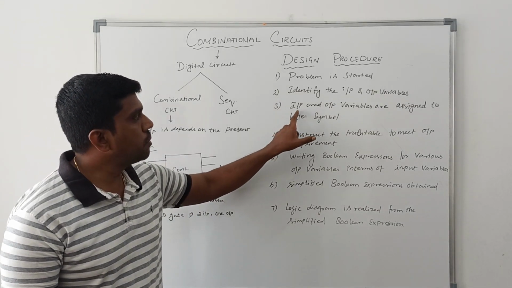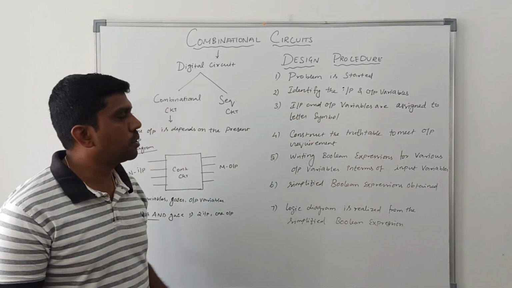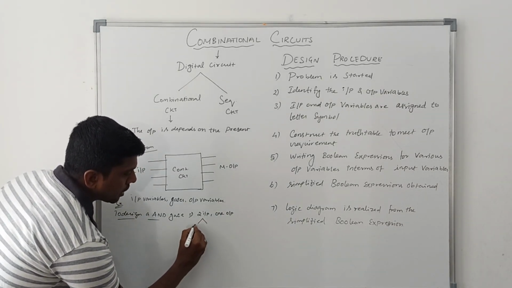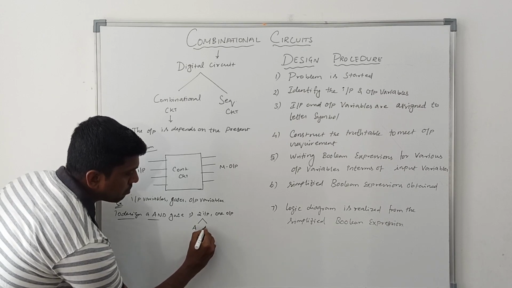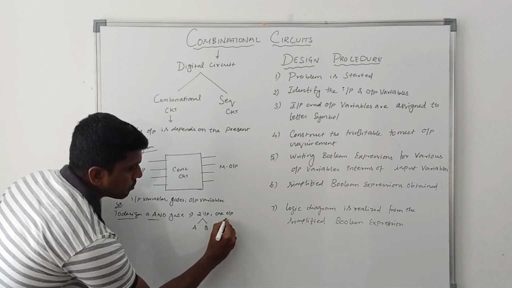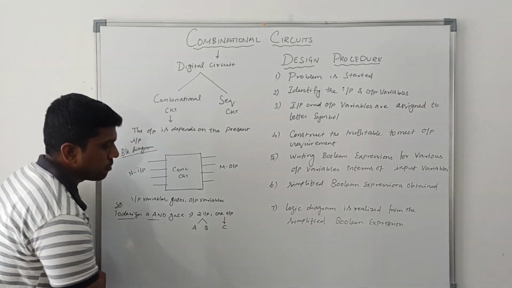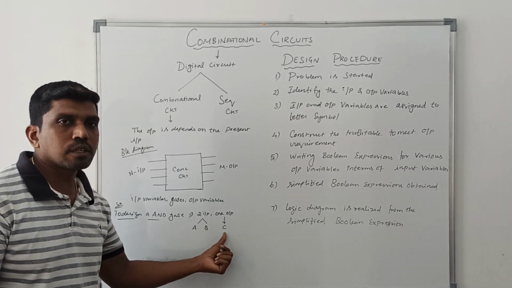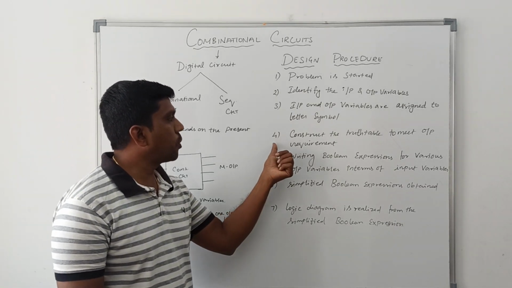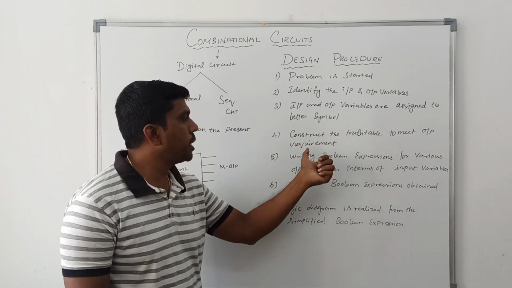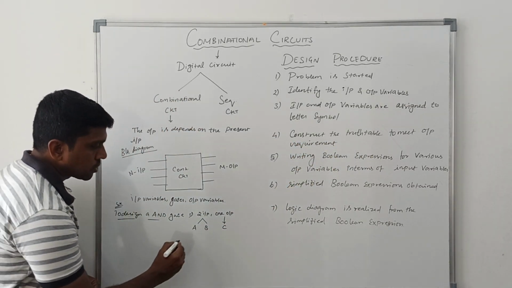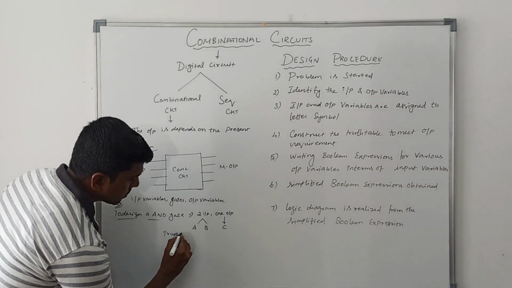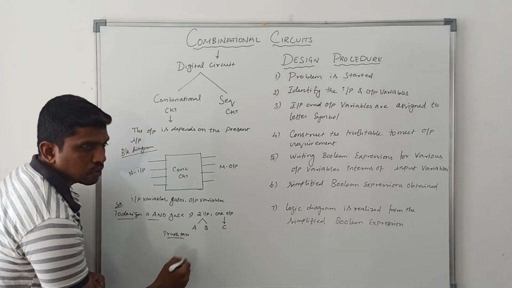Third step, input and output variables are assigned letter symbols. The 2 input variables are assigned the letters A and B, and the output variable is named C. A and B are the inputs, and C is the output variable. Fourth step, construct the truth table to meet the output requirement. Now I write the truth table for this AND gate.